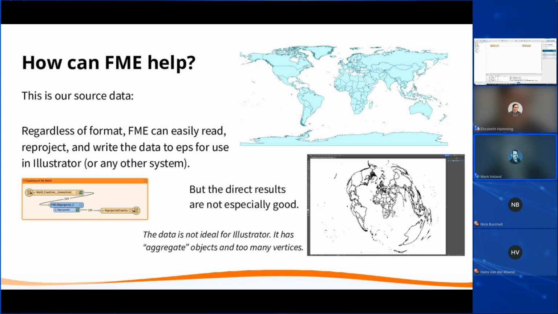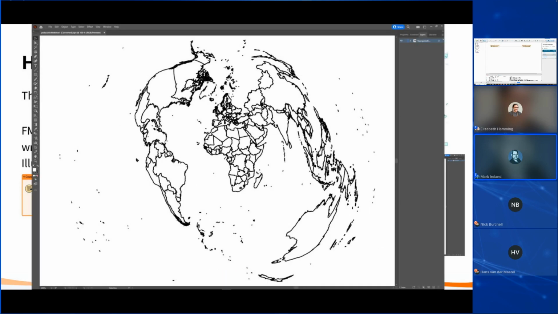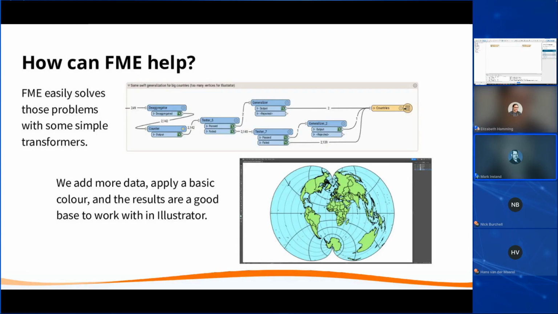But the problem is, the results, if you do this directly, aren't necessarily great. So, for example, this data, if I read it and write it out into Illustrator, it's got too many vertices. It's got aggregate objects. Like you can see, this is what this data would look like if I just reproject. I've reprojected it in this screenshot, and just opened it up in Illustrator, and it's like, well, where's Antarctica? Where's Russia? Where's Greenland gone? Well, I think they've got too many vertices in them, and that's one of the problems. So sending things straight to Illustrator doesn't necessarily work.